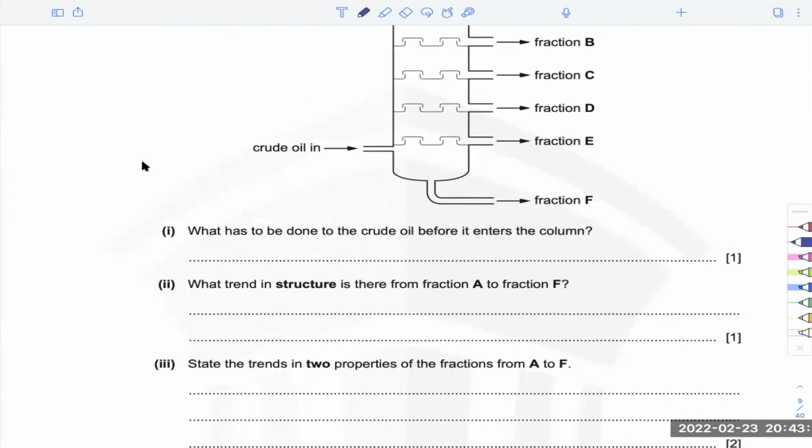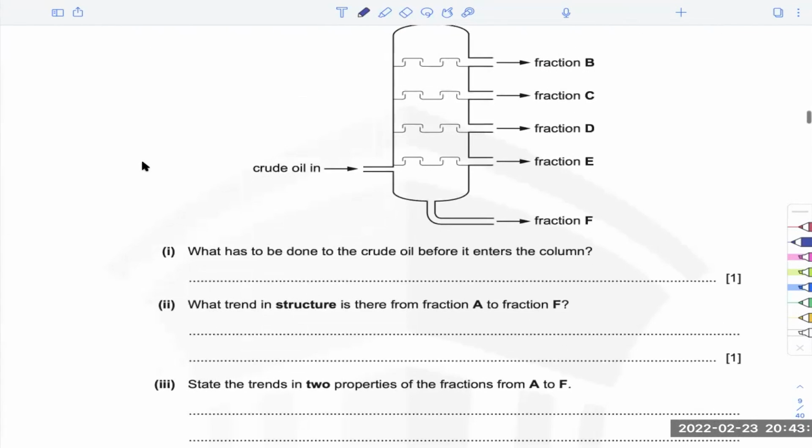What trend in structure is there from fraction A to fraction F? They are becoming... structure पूछा उसने. So carbon की बात कर लेते हैं. They have longer carbon chains. Fractional distillation is all about vaporizing things and separating based on boiling point.